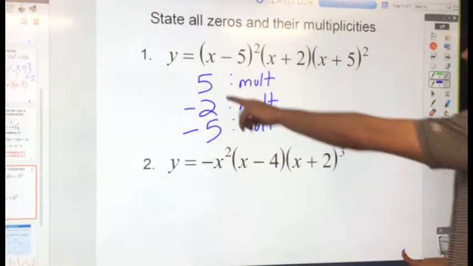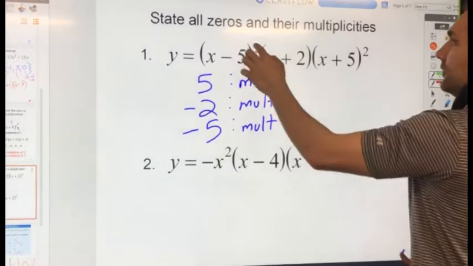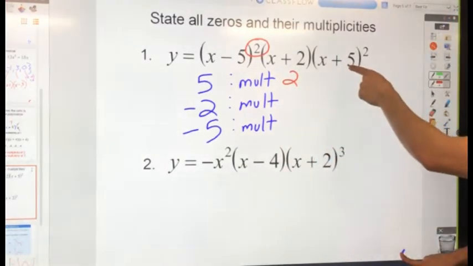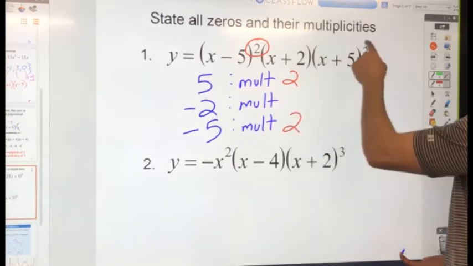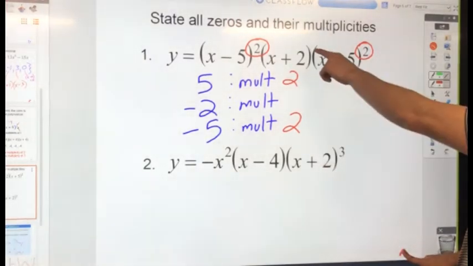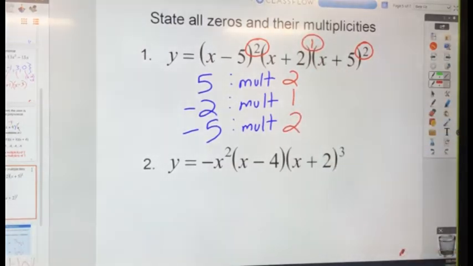How many times does 5 show up? Twice. 2 times, right here. How many times does x plus 5 show up? Twice. How many times does negative 2 show up as a 0? What's my power? It is a 1 that you usually don't write, so its multiplicity is 1.